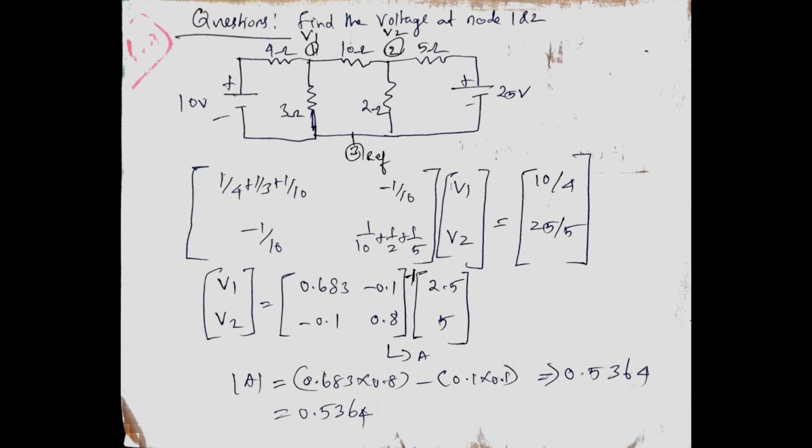Find the voltage at node 1 and 2. The formula discussed above is used in this format: 1 divided by RA plus 1 divided by RC, then 1 divided by RC plus 1 divided by RD plus 1 divided by RE. VA divided by RA is 10 divided by 4. VB divided by RE is 20 divided by 5.